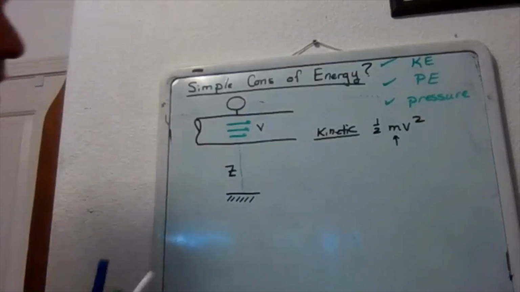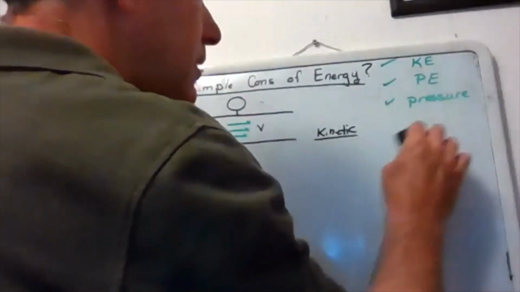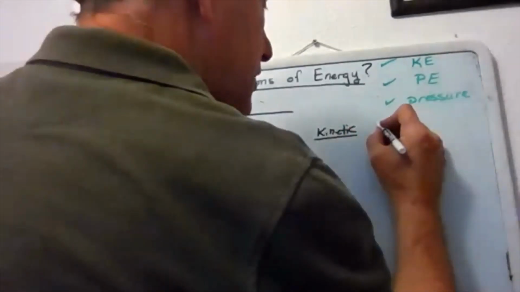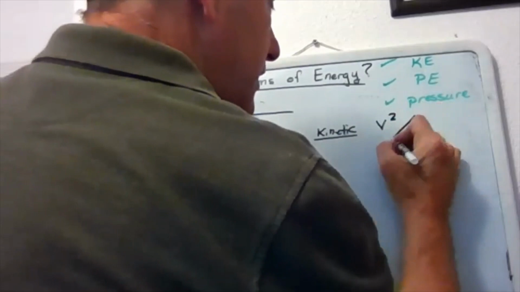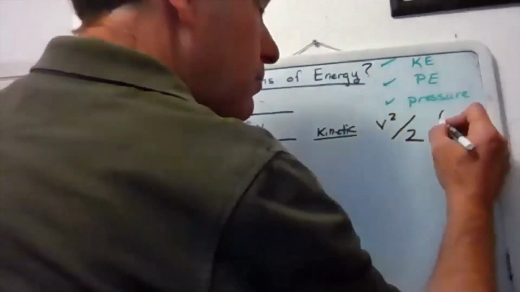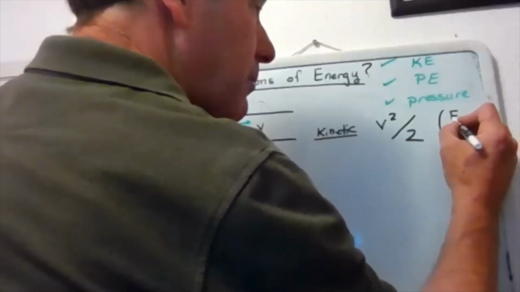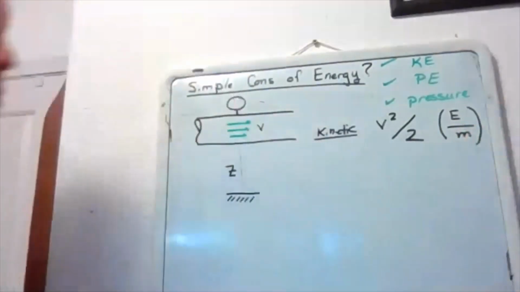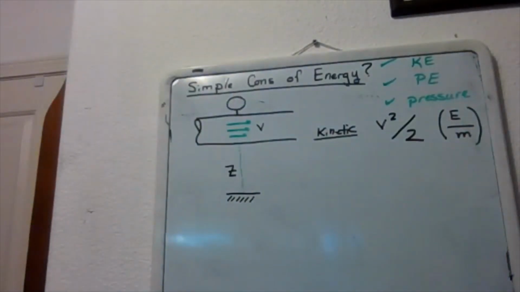So our expression for kinetic energy is going to be, and I'd just like you to write that down for now, and then we'll flesh it out in a couple minutes, V squared over 2. If you want to spell this out, that would be fine. But basically, what that gives us is an expression of energy per unit mass.